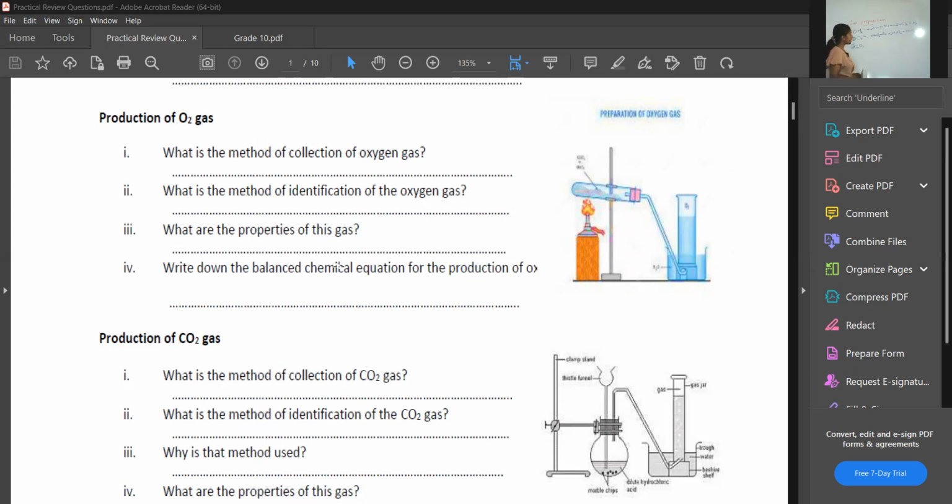The balanced chemical equation. Look at here. There are 2 potassium here, only 1 potassium on this side. 1 manganese here, and here 1, 2 manganese are there. On this side, 4 oxygen. All together on this side, 4 plus 2 plus 2, so 8 oxygen are there. So we have to balance the equation, Pute, right?